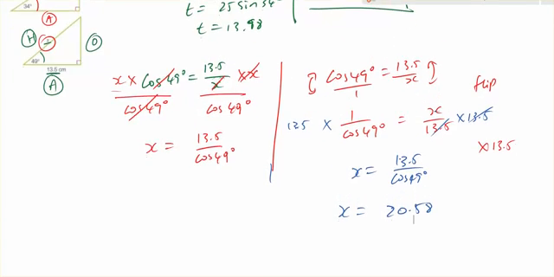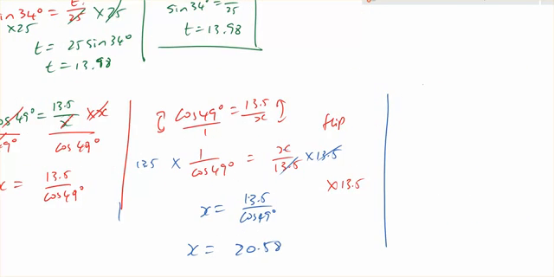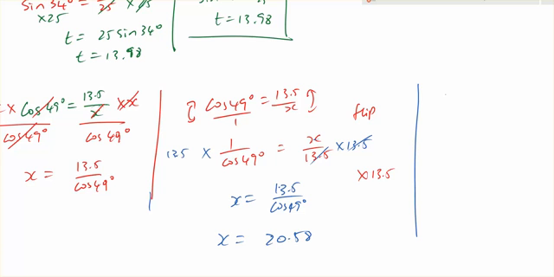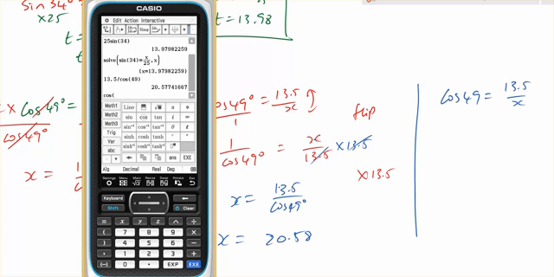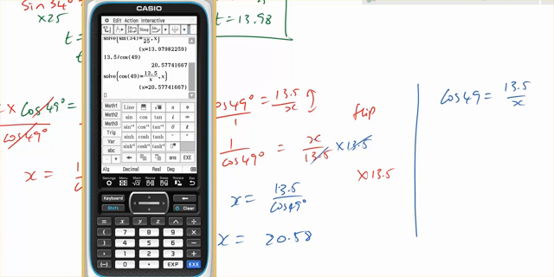Alternatively, I can solve this by simply going, our original relationship was cos 49 equals 13.5 divided by x. I can do this very quickly on the calculator. I can go cos 49 equals 13.5 divided by, again, I'm going to use x. I highlight it. I go interactive, advanced, solve, and I'm solving for x, and I get the same answer.